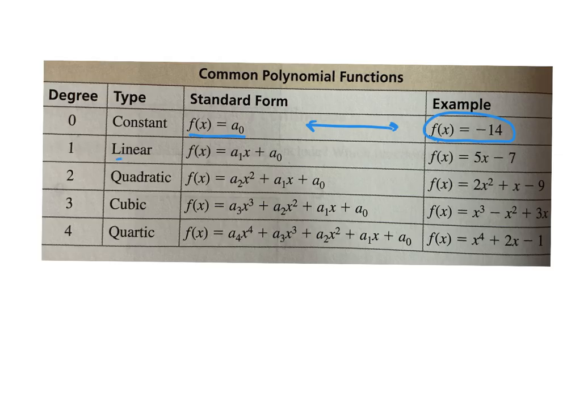The second type is linear. It has one x. Degree is one. Now degree is the biggest exponent that you see. So the biggest exponent of that problem is 1 on the x. There's an example right there.